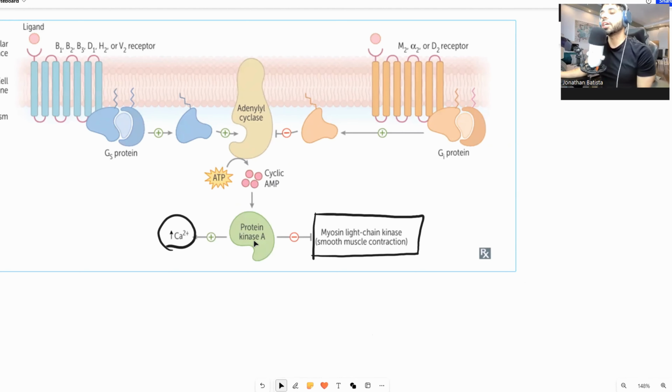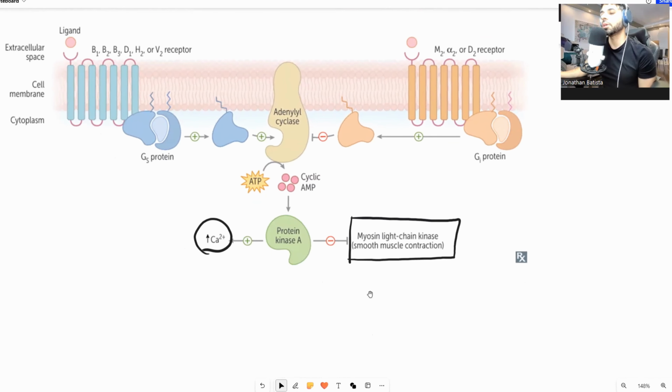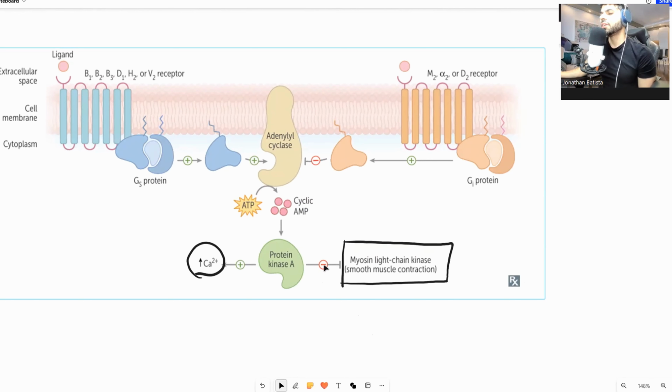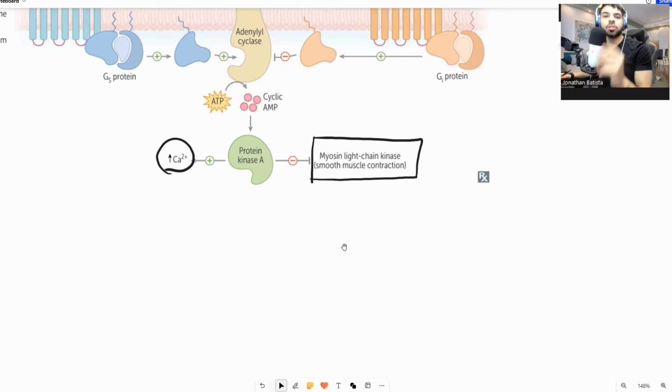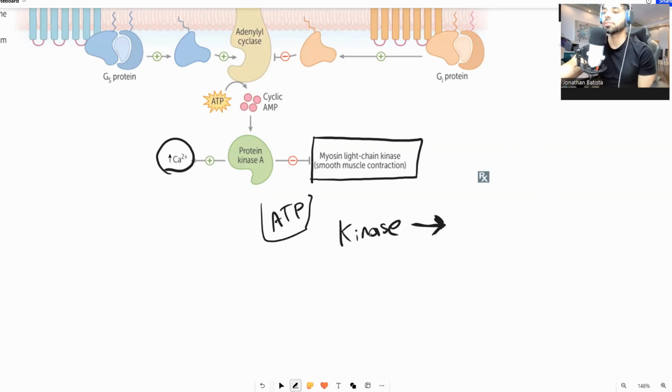Notice how it says here protein kinase A, and they'll show you an inhibitory signal here. And then it says myosin light chain kinase, smooth muscle contraction. That doesn't really make much sense. It's like, why is it inhibiting something yet you're having contraction? Well, let me explain. In my video on biochem, I basically go through the enzymes. One thing that I do mention is that kinase is an enzyme responsible for the phosphorylation of substrates, right? It can phosphorylate different types of substrates. Kinase utilizes ATP for this phosphorylation.